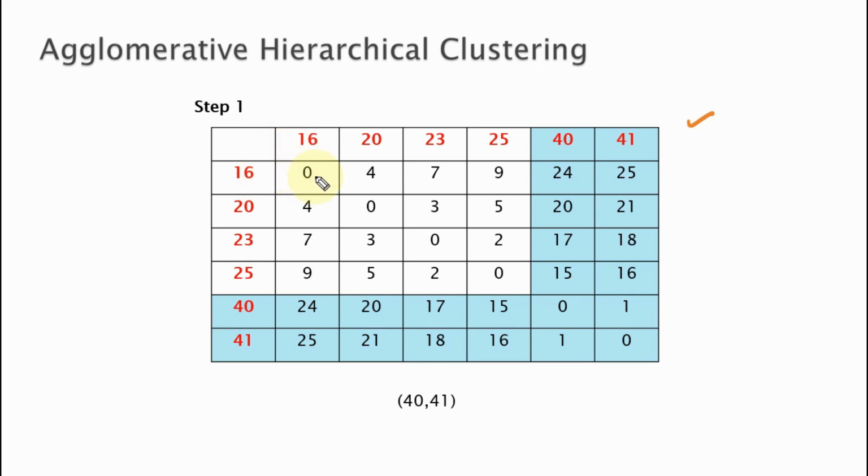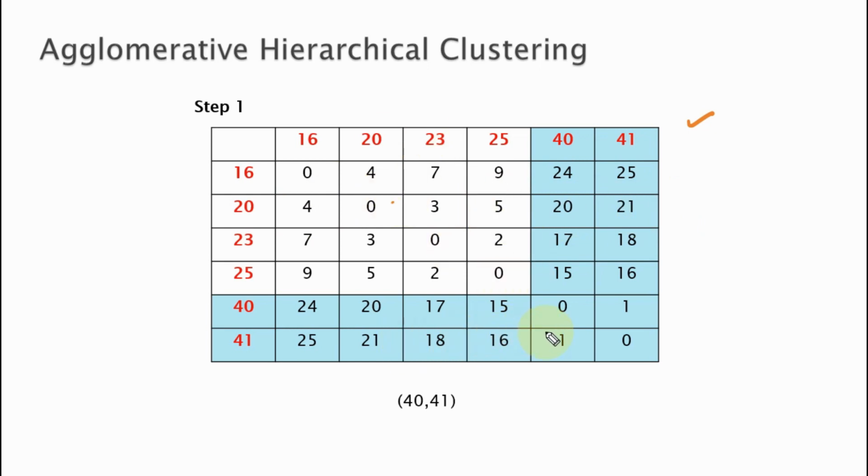So the distance from 16 to 16 is 0, from 16 to 20 it is 20 minus 16, which is 4, 23 minus 16 is 7, 25 minus 16 is 9, 40 minus 16 is 24 and 41 minus 16 is 25. Now I have done it for all the data points. So 20 minus 16 is again 4, 20 minus 20 is 0, 23 minus 20 is 3, because we just have to write down the number here. Then 25 minus 20 is 5, 40 minus 20 is 20 and 41 minus 20 is 21. We have to do it for the complete table.